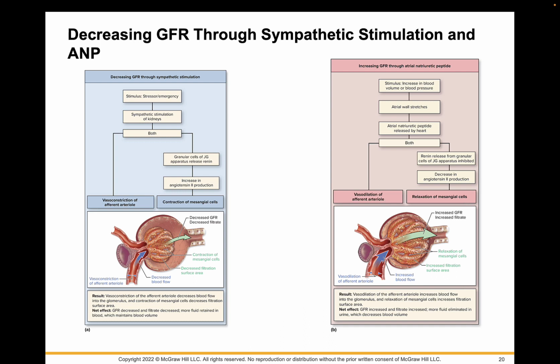The result is vasodilation of the afferent arteriole will increase blood flow into the glomerulus, and relaxation of the mesangial cells increases filtration surface area. The net effect is an increased glomerular filtration rate. There's going to be a greater amount of filtrate produced, and because of this, more fluid is eliminated as urine, and this results in a decrease in blood volume, resulting in a corresponding decrease in blood pressure. Notice these are both negative feedback mechanisms.